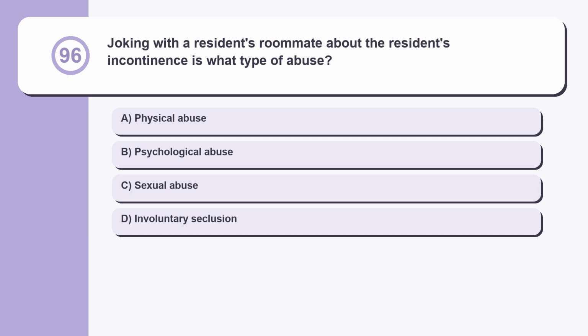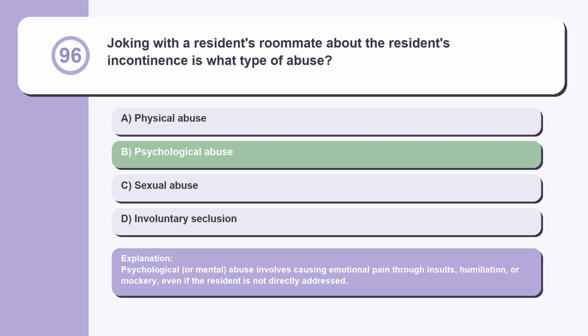Question 96. Joking with a resident's roommate about the resident's incontinence is what type of abuse? Physical abuse, psychological abuse, sexual abuse, involuntary seclusion. Psychological, or mental, abuse involves causing emotional pain through insults, humiliation, or mockery, even if the resident is not directly addressed.